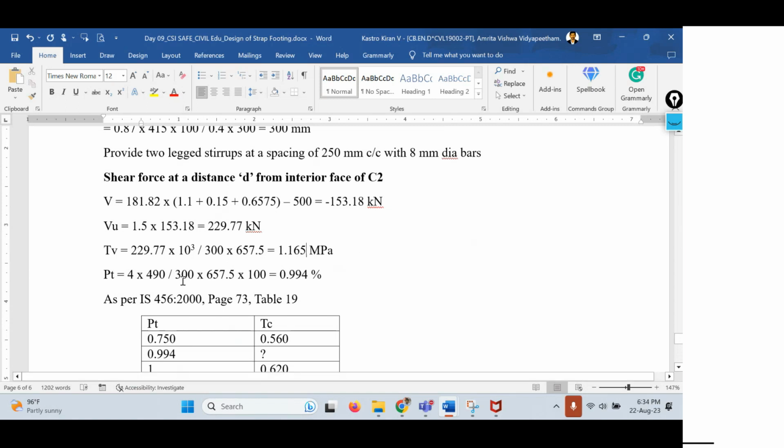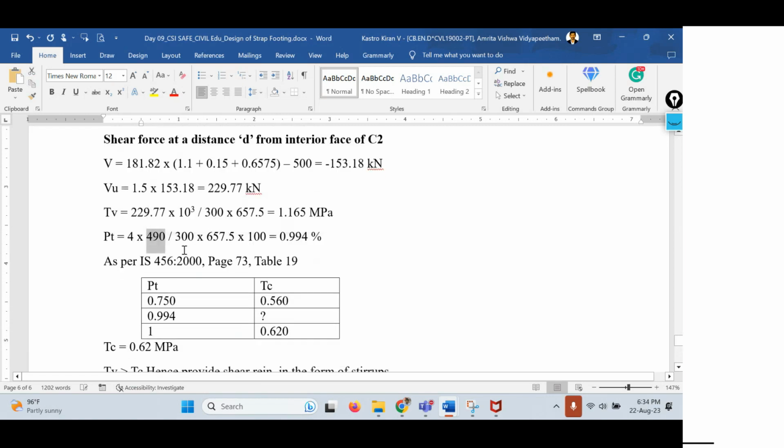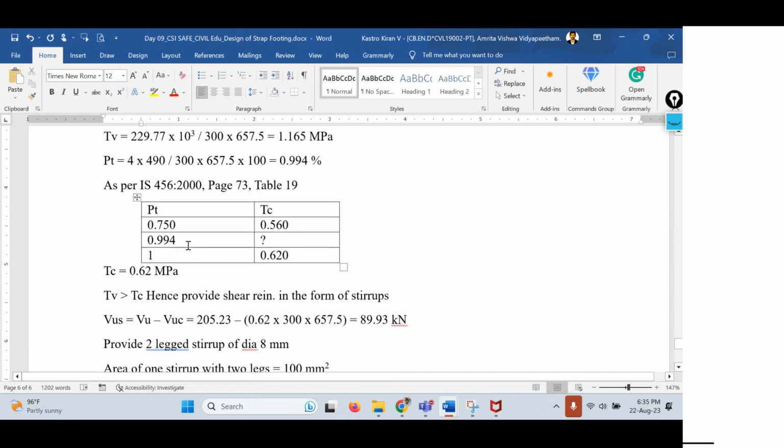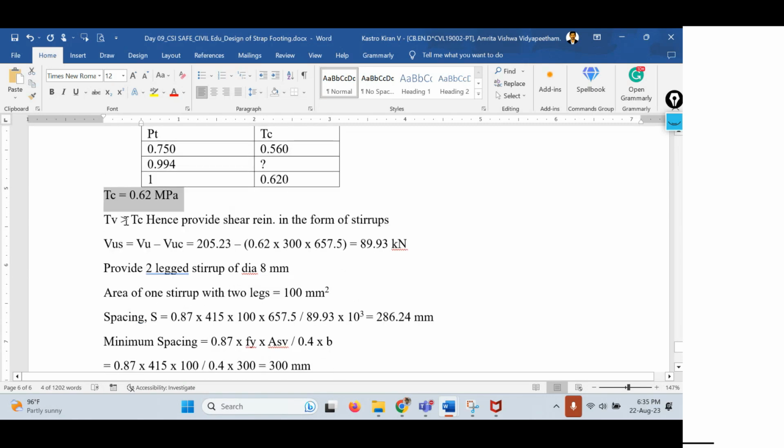Similarly, percentage of steel. So 4 into 490, that is the area of one steel bar, divided by B into D. So this value doesn't change. And then PT value. So tau C, if you solve this one, the value of tau C will be the same. It will not change again. And then tau V is greater than tau C. So we have to provide the shear reinforcement.